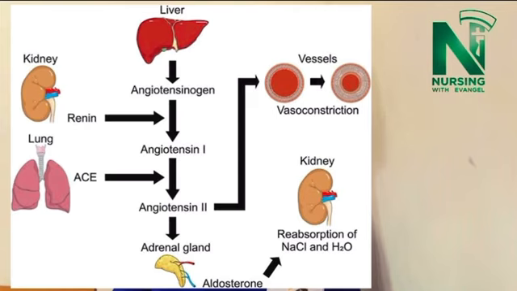So this enzyme is responsible for converting angiotensin 1 to angiotensin 2, which is a very potent vasoconstrictor. When this has been released, it's going to stimulate the adrenal cortex to secrete the hormone aldosterone. And what this aldosterone does is that it increases the reabsorption of sodium and water, and also plays a role in the excretion of potassium.